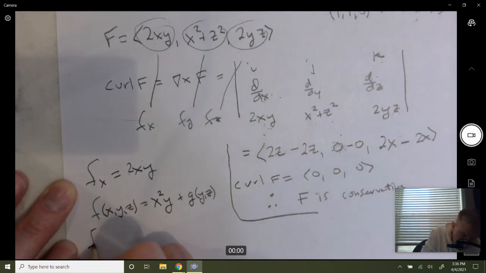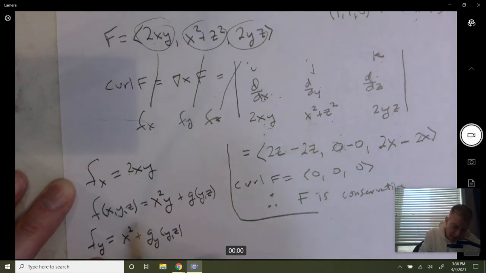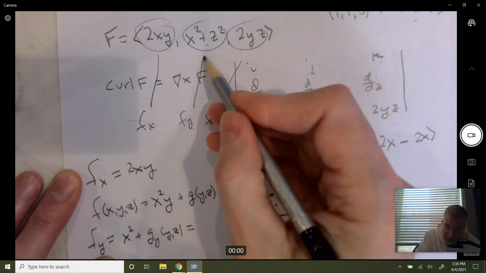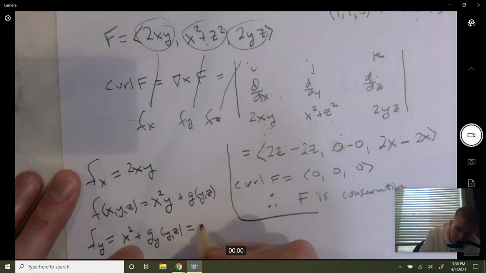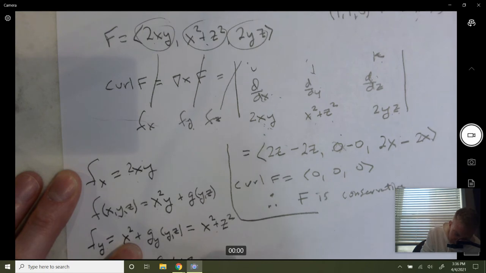Okay, let's take the y derivative, which is going to be x squared plus g_y of y, z. That has to match the y derivative here if this is in fact conservative. So that's going to be x squared plus z squared. So now the x squareds cancel, and g_y of y, z is equal to z squared.